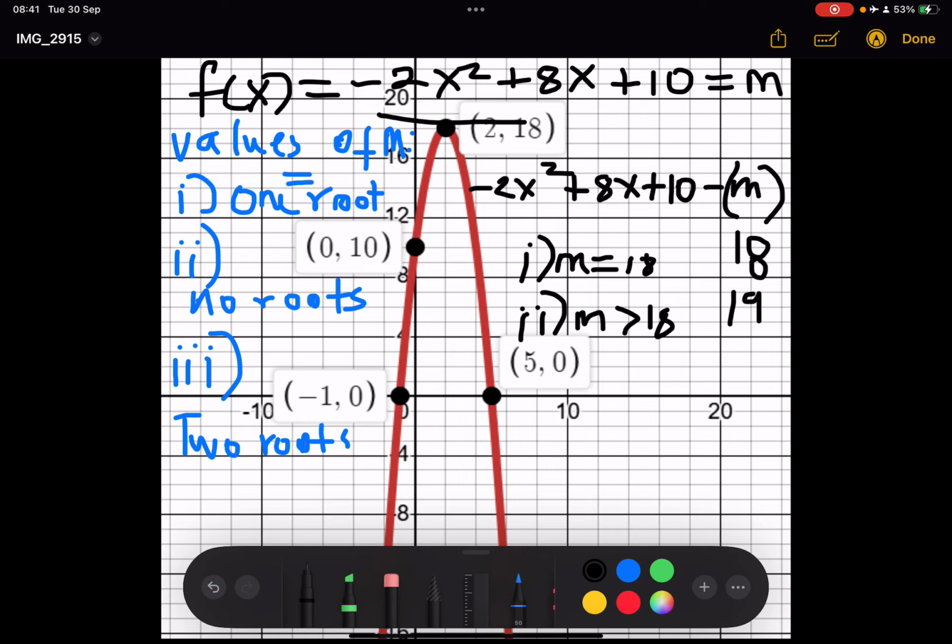And obviously the opposite of that will give us real roots, right? Real roots is basically m is less than or equal to 18. But the question is asking for when we have two roots. So for two roots, it can't be equal to 18, because equal to 18 gives us one root. So for two roots, m must be less than 18.